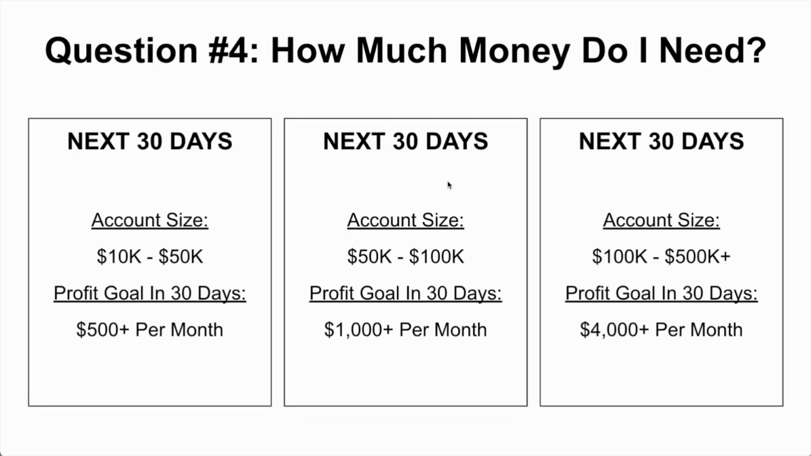Now, question number 4, how much money do I need? Well, I would say minimum, you need $5,000 in your account, but hopefully you have a lot more. So if you have 10 to 50,000, I would say you can aim to make $500 or more a month. If you have 50 to 100,000 in your account, you will hopefully, depending on the strategy, make around 1,000 a month. And if you have 100,000 plus in your account, then you should be making 4,000 a month.